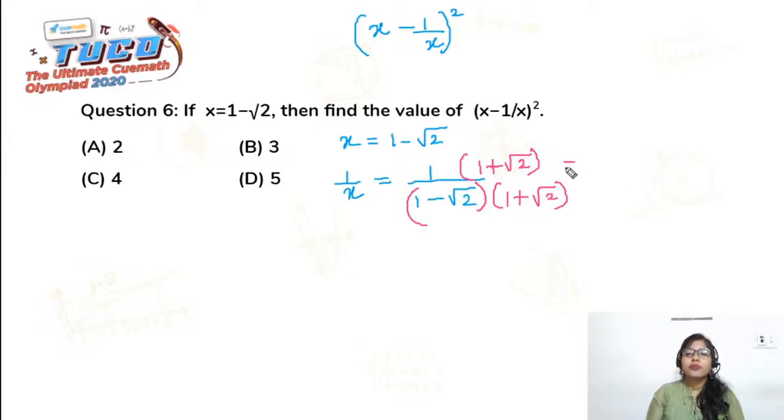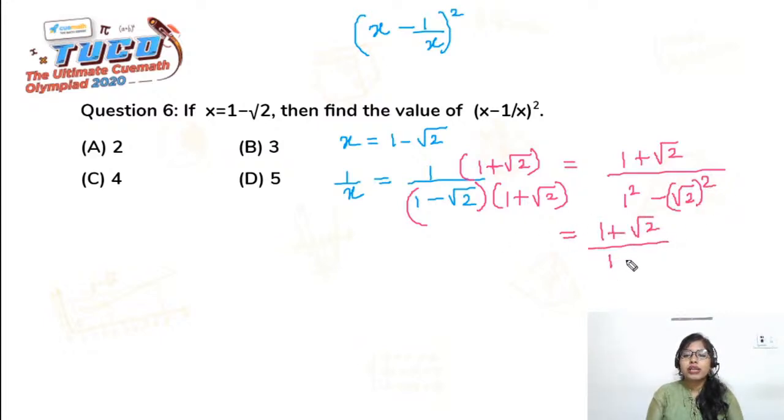Okay. So from here, I get 1 plus root 2 over this, which forms the identity a minus b times a plus b, which is a squared minus b squared. So 1 squared minus root 2 the whole squared. And from here, I get 1 plus square root of 2 over 1 minus 2. Right? So this gives me a negative, so there's a negative 1 in the denominator. So minus of 1 plus root 2.